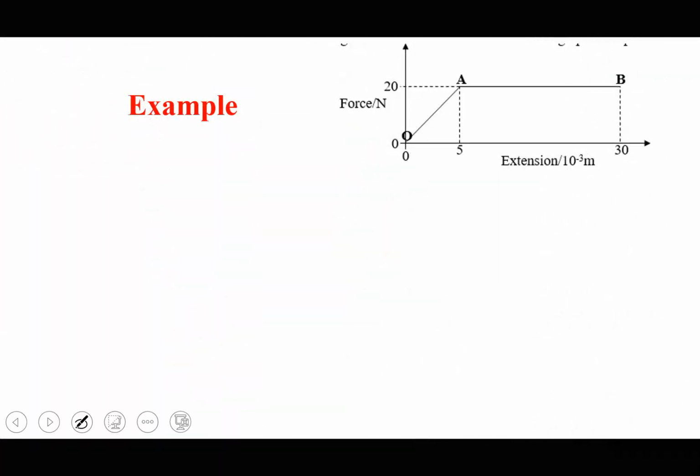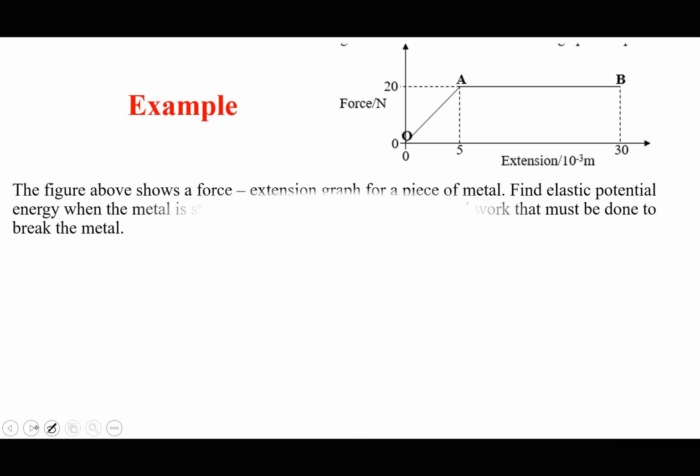Let's consider the figure which has been shown here. The figure shows a force-extension graph for a piece of metal. Find the elastic potential energy when the metal is stretched to its elastic limit, and the total work that must be done to break the metal. Remember I said the elastic potential energy is for the straight line part of a force-extension graph where Hooke's law is obeyed. So for elastic potential energy, I just find the area under this part here. For total work done, I find the total area under this graph.